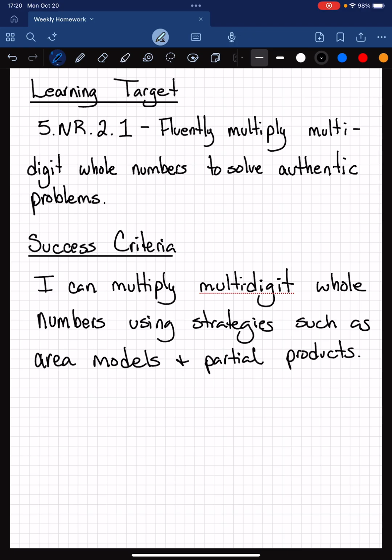First of all, the learning target for this unit is that your child should be fluently able to multiply multi-digit whole numbers to solve authentic problems, so real-world problems, actual problems. The success criteria is that they can multiply multi-digit whole numbers using strategies such as area models and partial products, okay? We worked on area models today, and we did partial products for the 3 days last week.